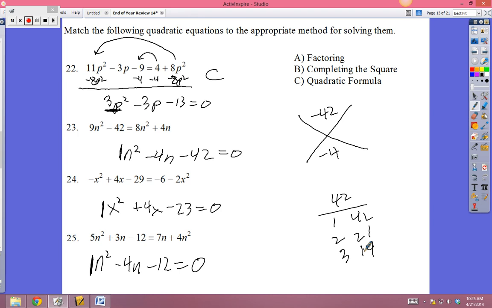3 and 14, 6 and 7. So here's my options. Can I make a -4 with any of these numbers? And you look them over, and I don't think you can. So then 23, if we can't factor it, let's use completing the square. Let's use B.